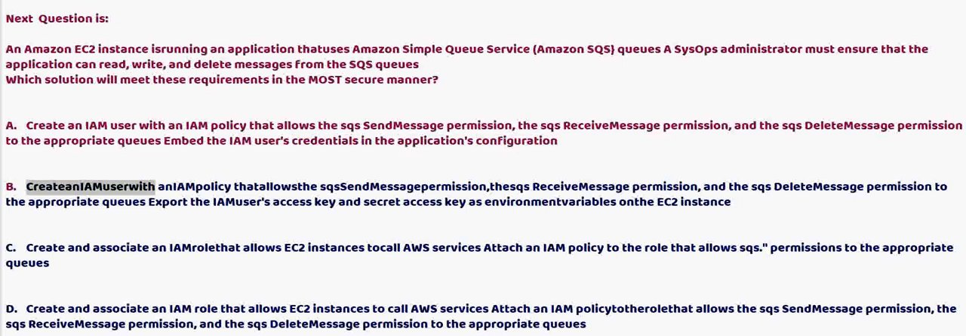B. Create an IAM user with an IAM policy that allows SQS SendMessage permission, SQS ReceiveMessage permission, and the SQS DeleteMessage permission to the appropriate queues. Export the IAM user's access key and secret access key as environment variables on the EC2 instance. C. Create and associate an IAM role that allows EC2 instances to call AWS services. Attach an IAM policy to the role that allows SQS permissions to the appropriate queues.